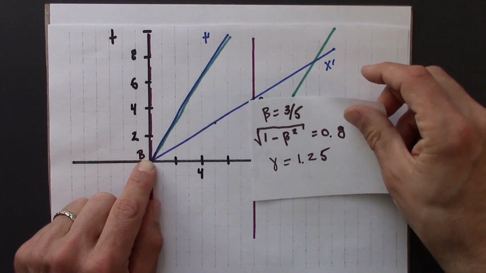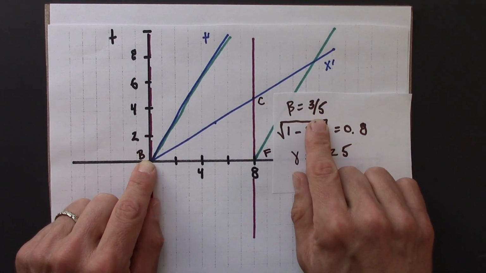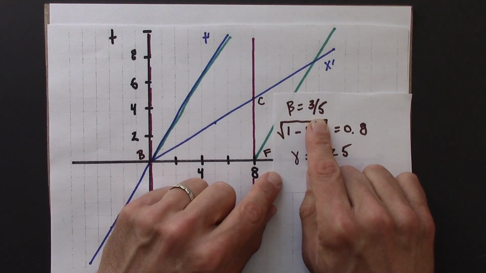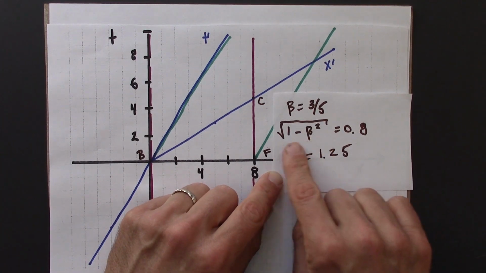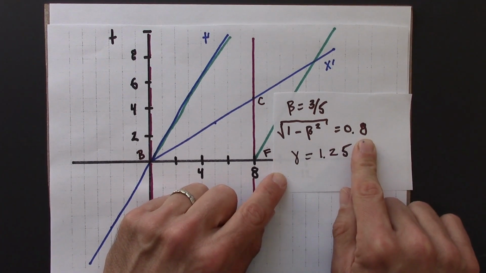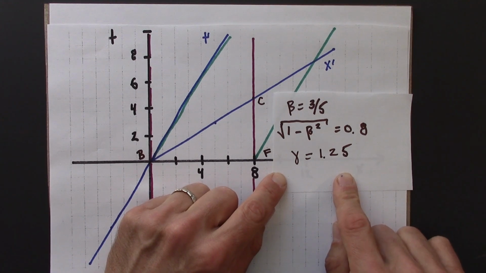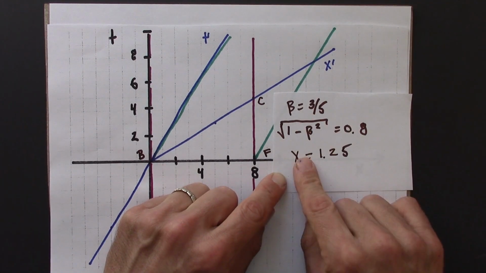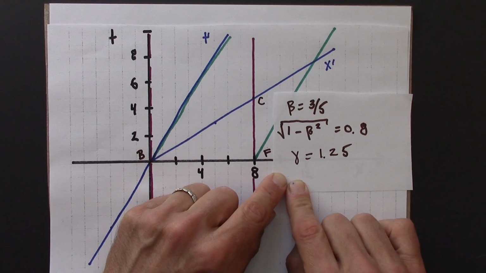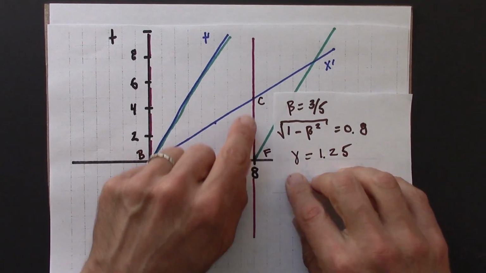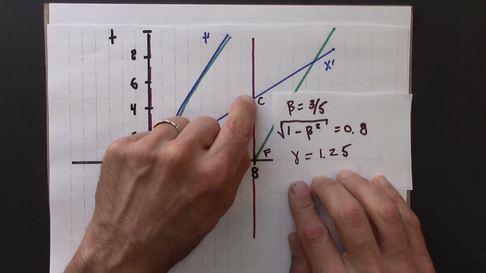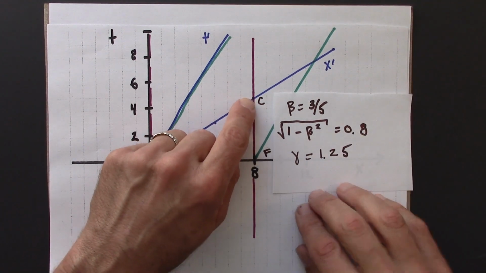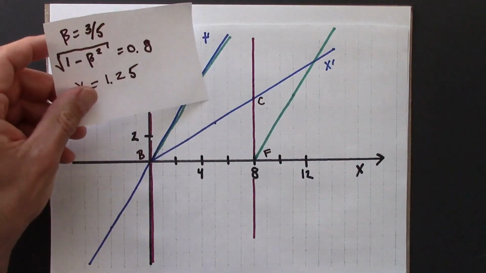First, beta here is 3/5, and that gives a Lorentz factor of 0.8, or a gamma of 1.25. So 3/5 is a particularly nice number to work with in special relativity. So let's use this to figure out what's going on here. What's the x prime coordinate for C?